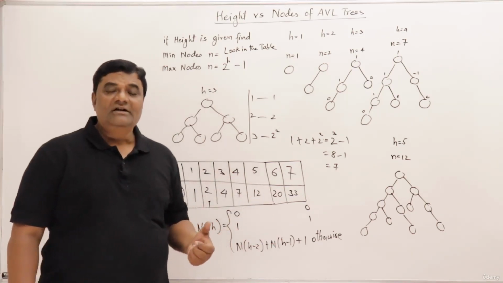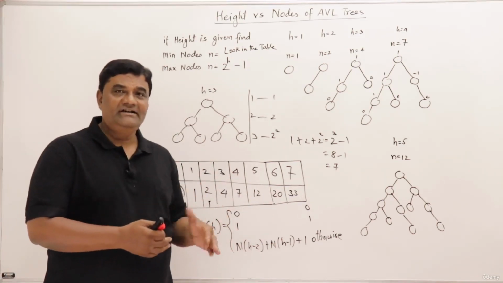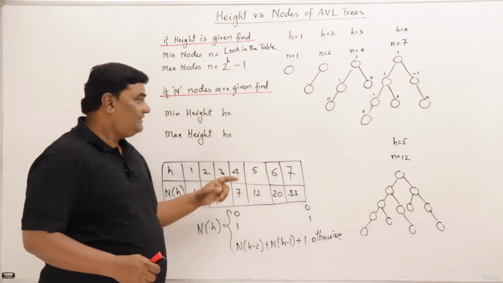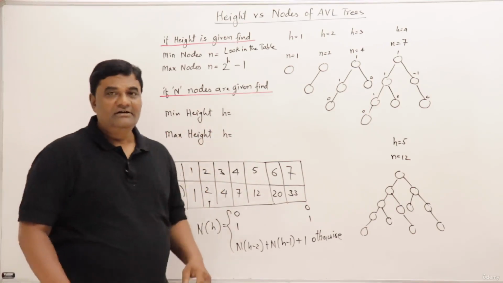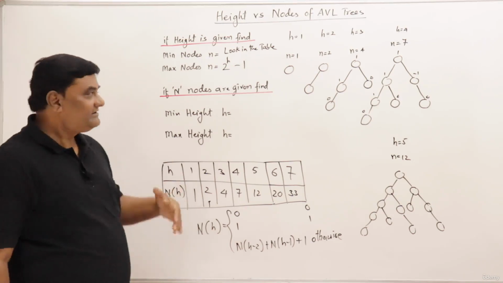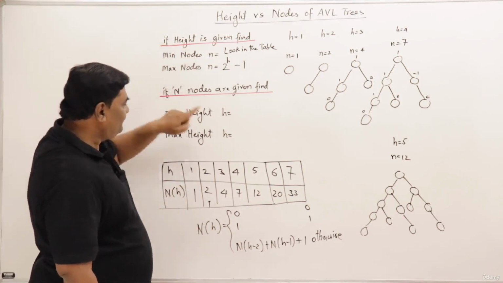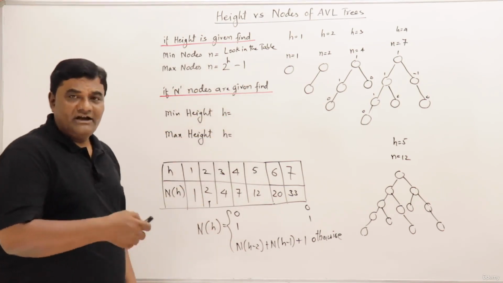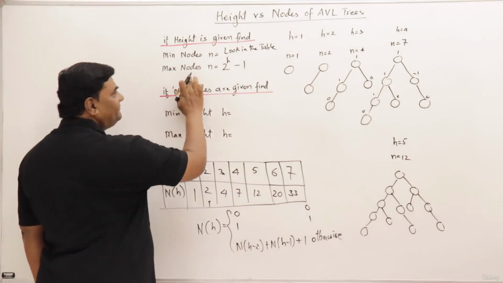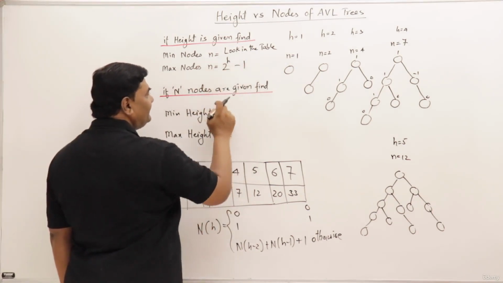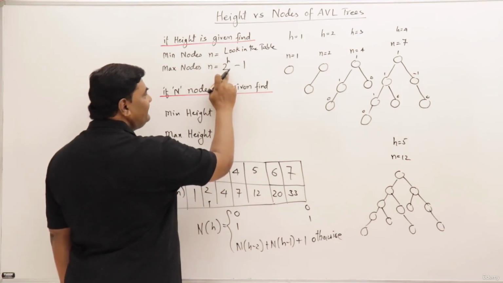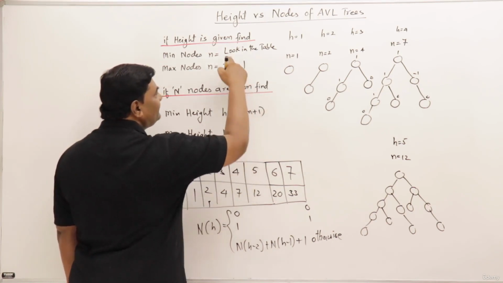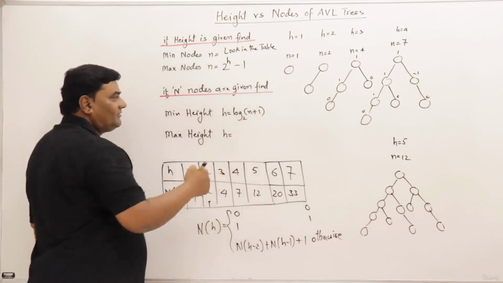We need another formula. If nodes are given, then what is minimum height and maximum height? So let me write down, I'll remove this. If n nodes are given, then find minimum height and maximum height. So if you remember in binary trees, we converted the minimum formula to the maximum formula and the maximum formula to the minimum formula. We'll do the same thing here. So we don't have to do any analysis. See, maximum nodes are n equal to 2 power h minus 1. Then minimum height will be h equals log base 2 of n plus 1. No need of minus 1 because in the power we don't have plus 1 here. So log base 2 of n plus 1.